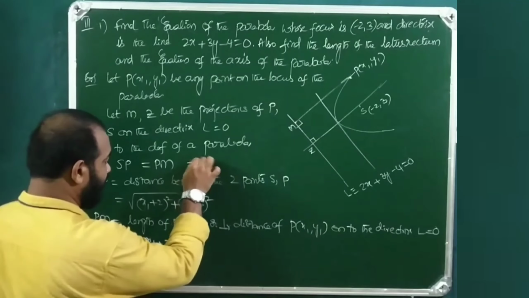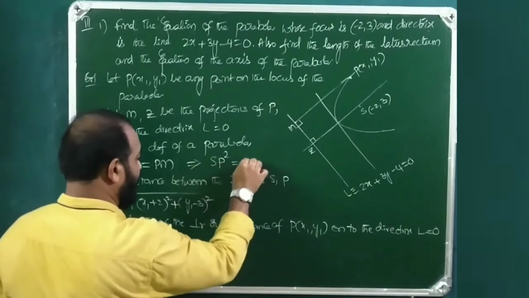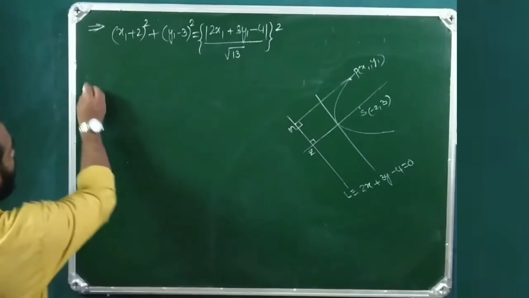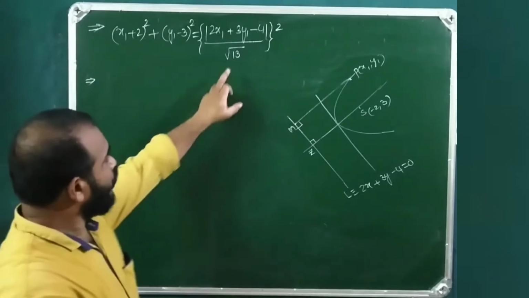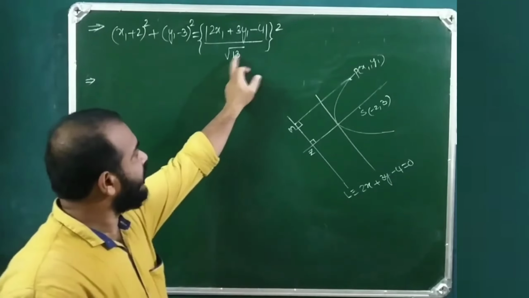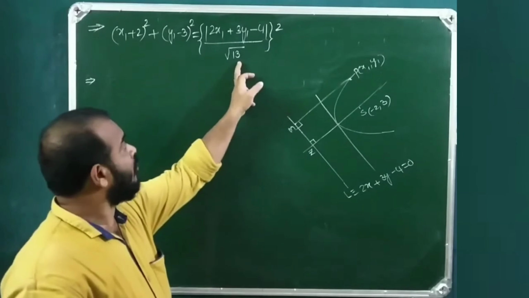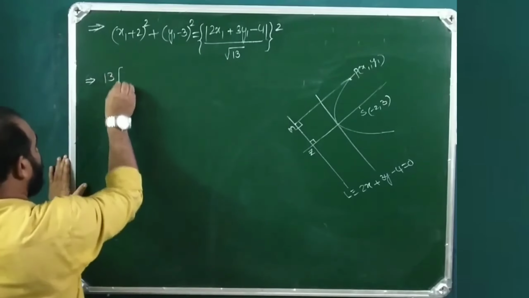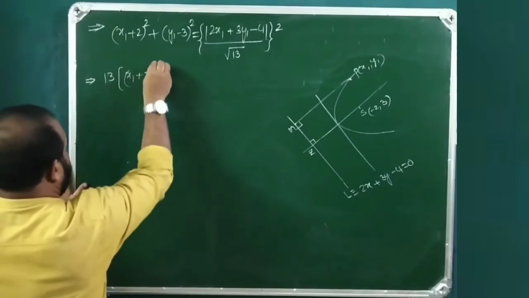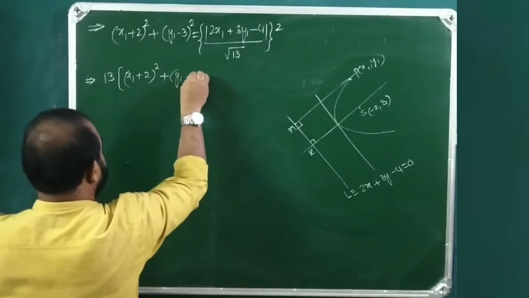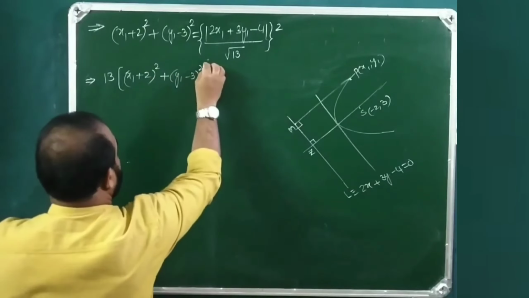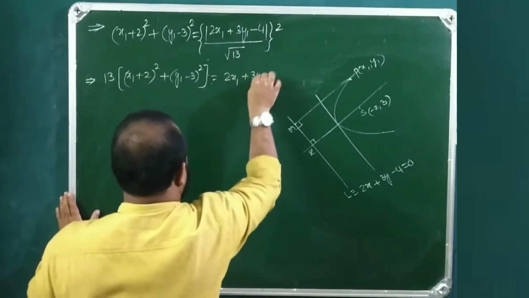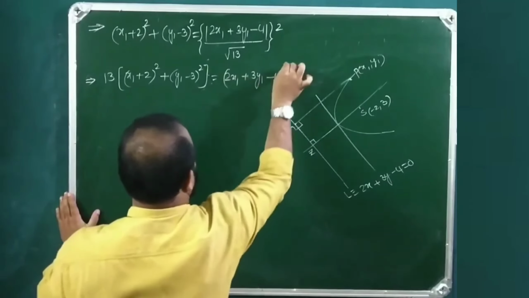Squaring on both sides, SP square equals PM square. Root 13 square is 13. When cross multiplying, we get 13 into (x1 + 2) whole square plus (y1 - 3) whole square equals (2x1 + 3y1 - 4) whole square.